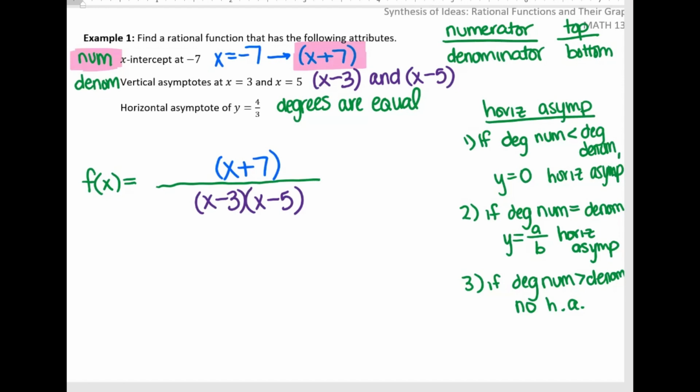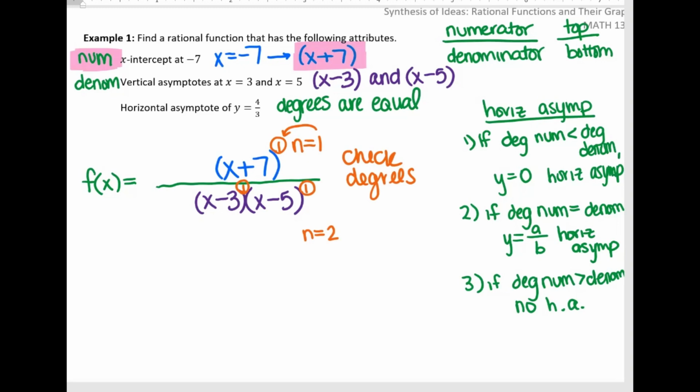We said the degrees are equal. So if we check the degrees, right now, the degree of the numerator is 1, because there's only one factor to the first power. The degree in the denominator is 2. We can't put in any other x-intercepts or vertical asymptotes, but these need to be made equal.